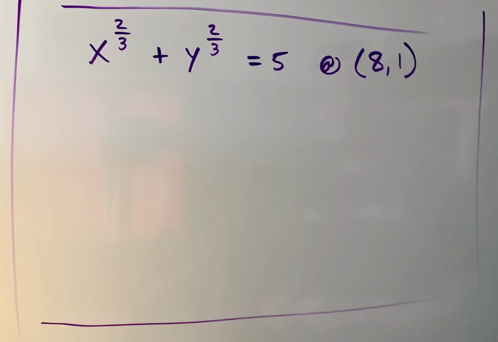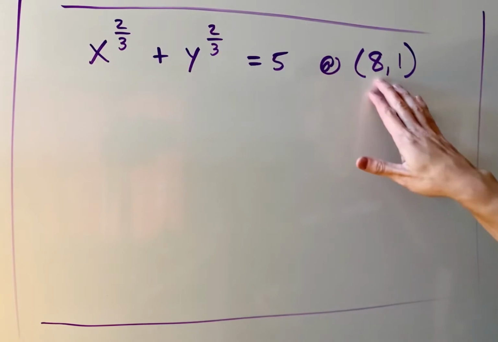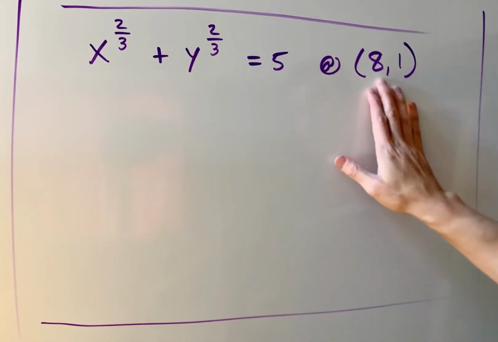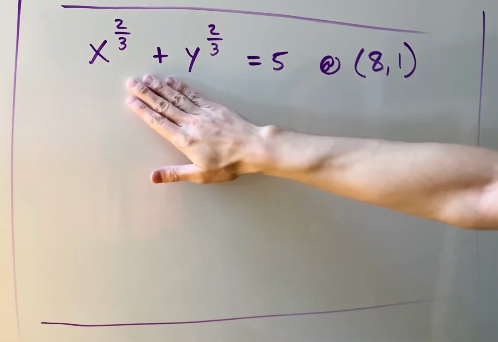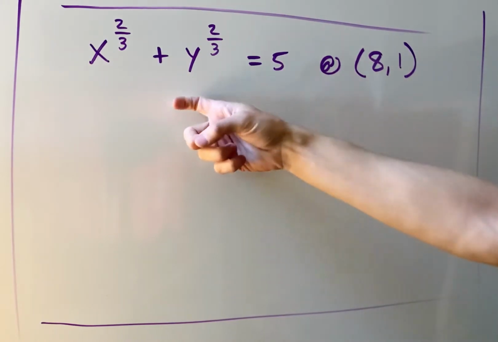Okay, so here we want the equation of the tangent line. And we know that this is the point that we want it to contain. We just need the slope, so we have to find the derivative. So let's find dy/dx.